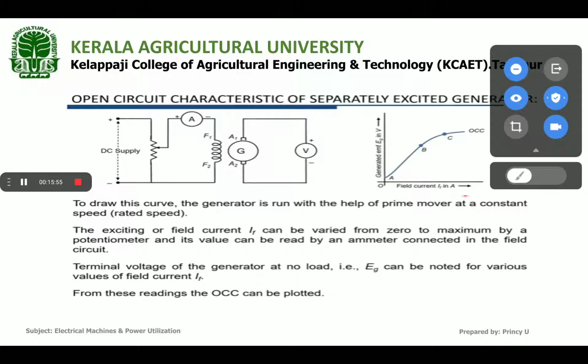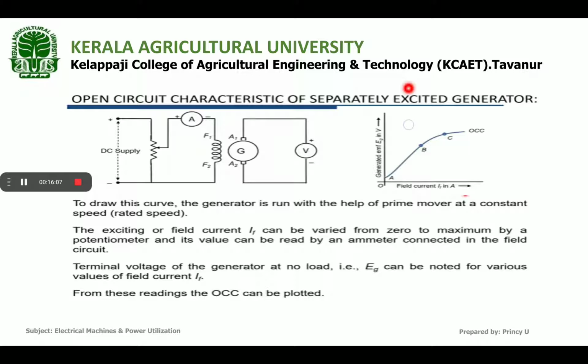Now we are going to study the characteristics in detail for the separately excited generator and also the self excited generator. First, we are going to study the characteristics of the separately excited generator. First, the open circuit characteristics. Mainly three types of characteristics are OCC, internal characteristics and external characteristics. For a separately excited generator, the OCC curve will be like this.